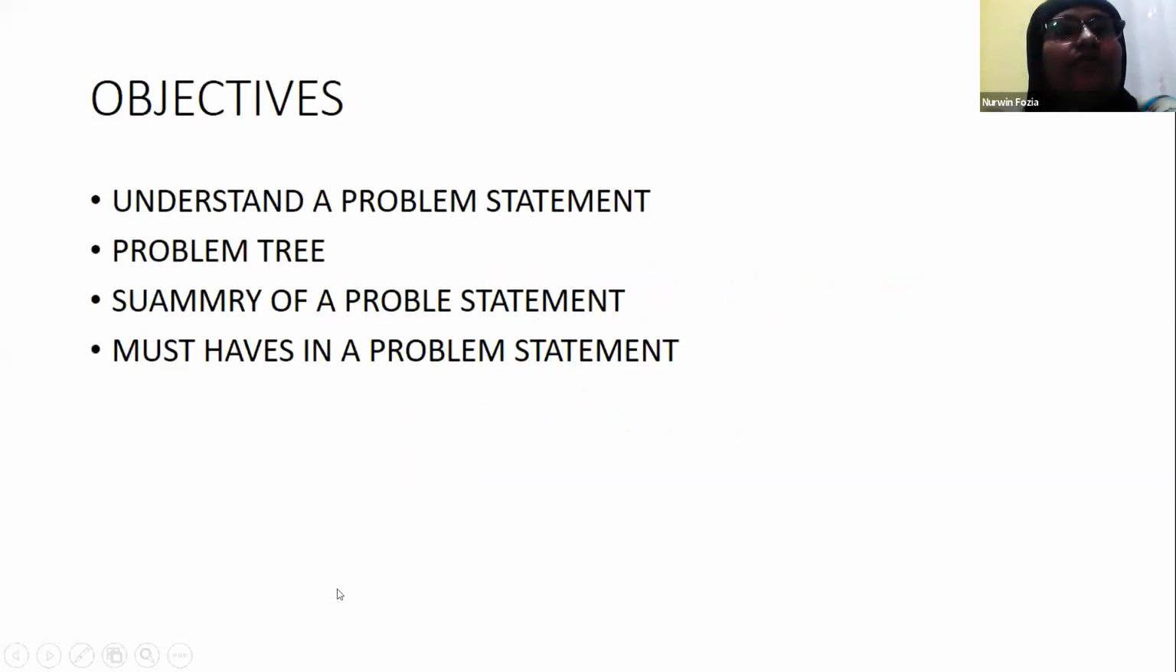The objectives are to understand a problem statement, also understand a problem tree, and then the summary of a problem statement and the must-haves in a problem statement.